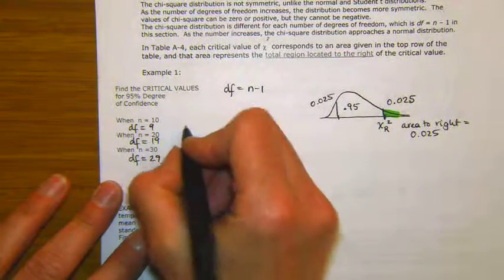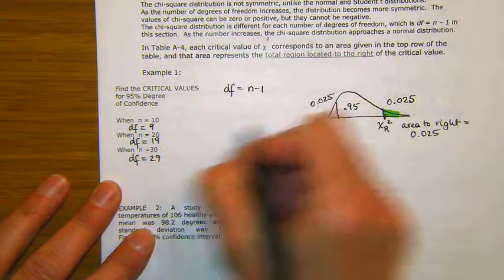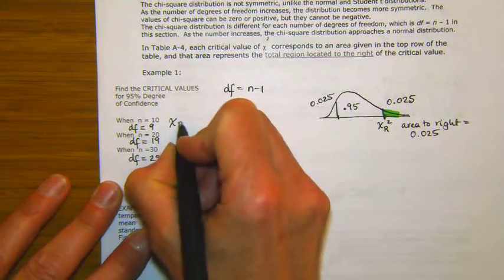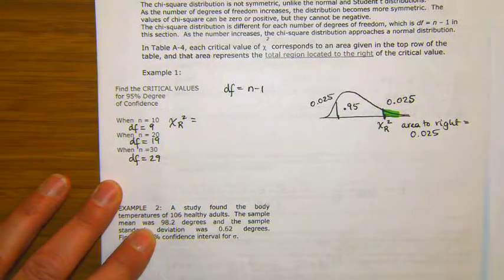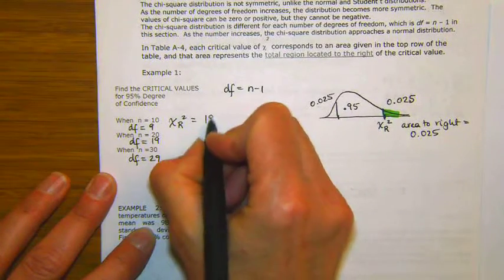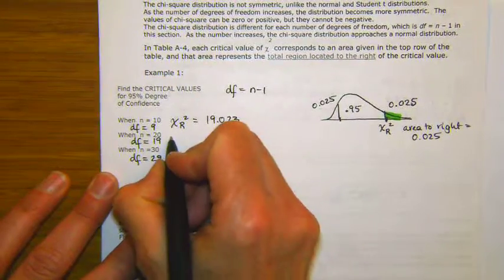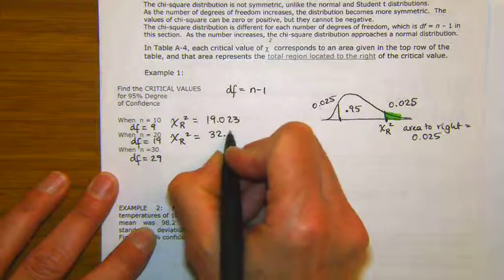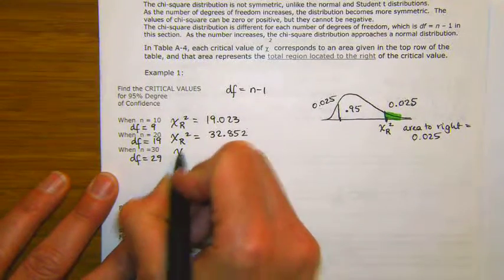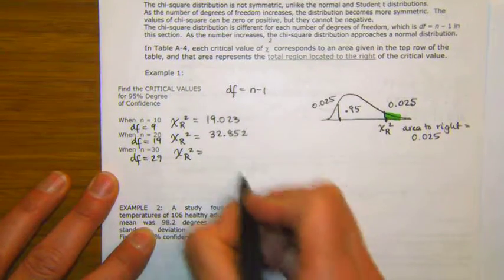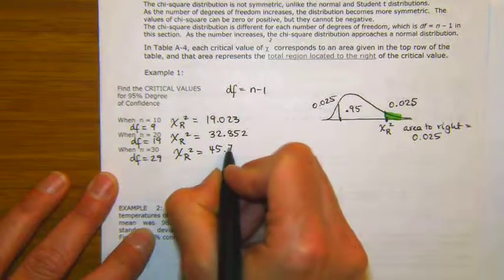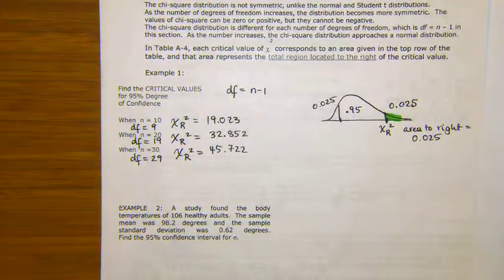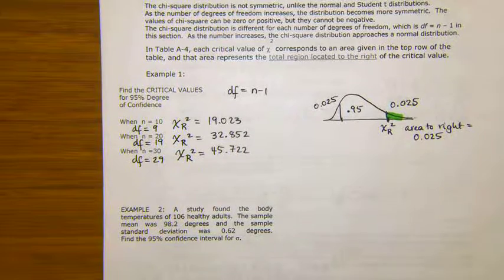Okay, so let's write these three chi-square values down. So the first one was 19.023. The second one was 32.852. And the third one was 45.722. So that's the right one, which is a lot easier to find because we already labeled it to have that area of 0.025 on the right.